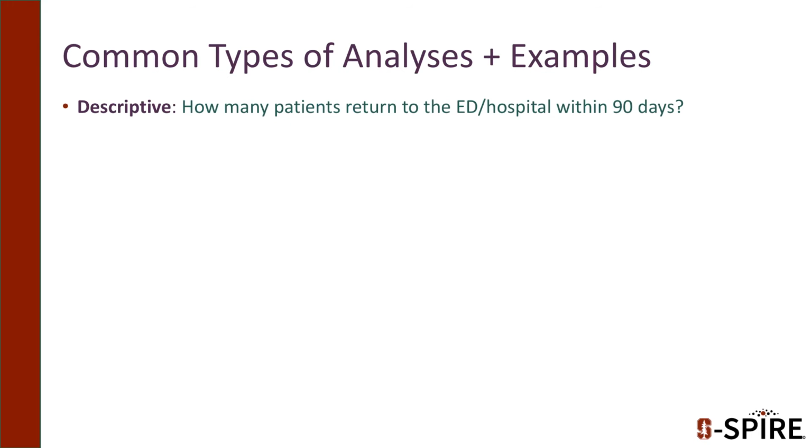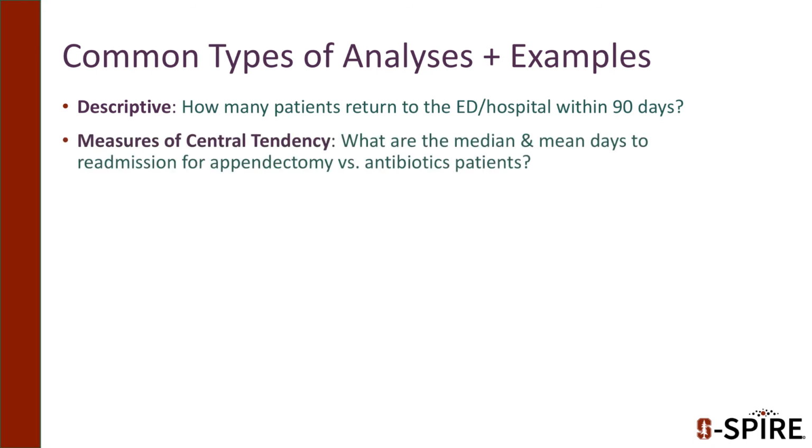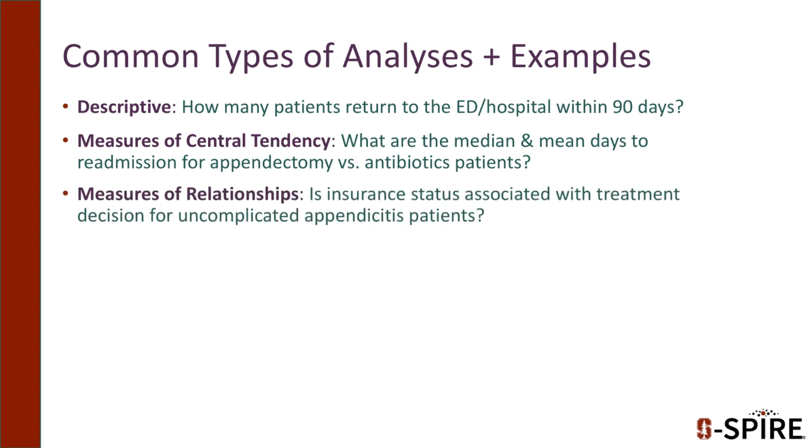Here are a few examples of some common types of analyses and how these might relate to our appendicitis questions. In a purely descriptive study, we might ask, how many patients return to the hospital within 90 days of admission for uncomplicated appendicitis? Measures of central tendency could include the median and mean days to hospital readmission for appendectomy versus non-operative appendicitis patients. One relationship of interest could be to explore whether insurance status is associated with the selected treatment, operative or non-operative management.